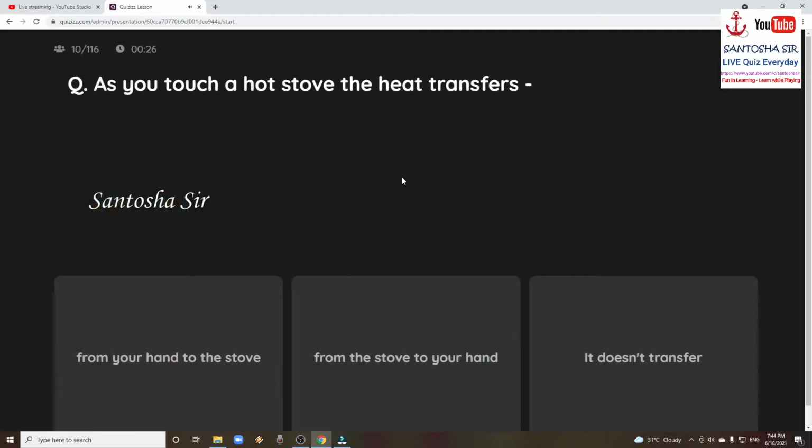Okay, as you touch a hot stove, the heat transfers from your hand to the stove, from the stove to your hand. It doesn't transfer.